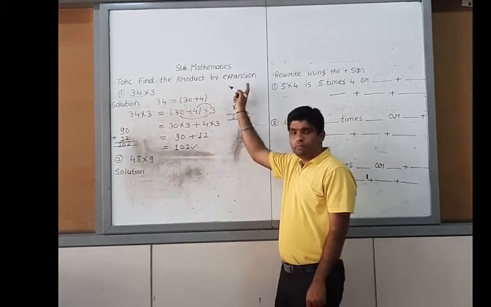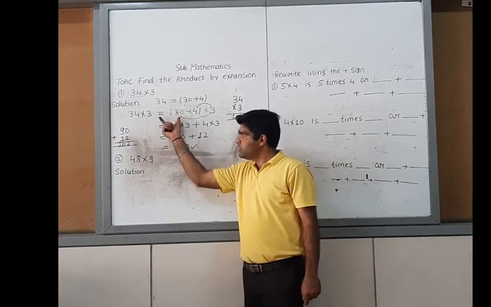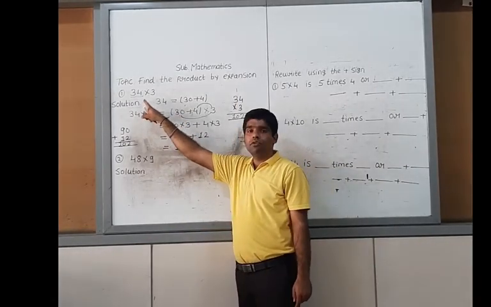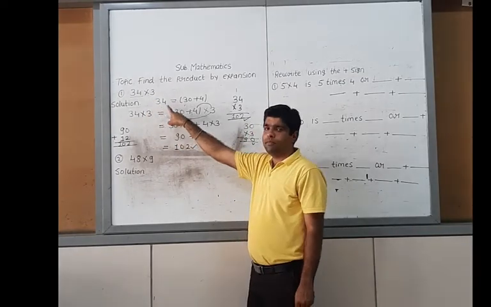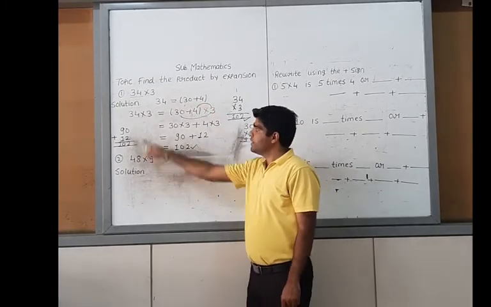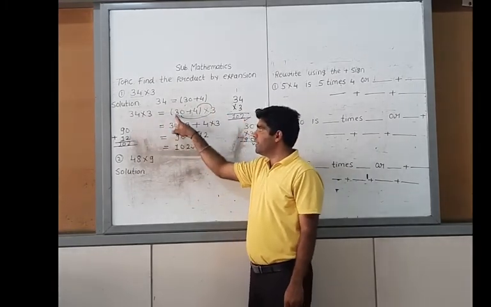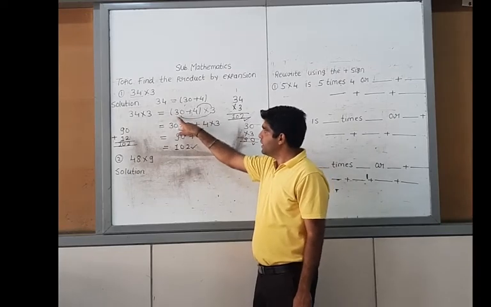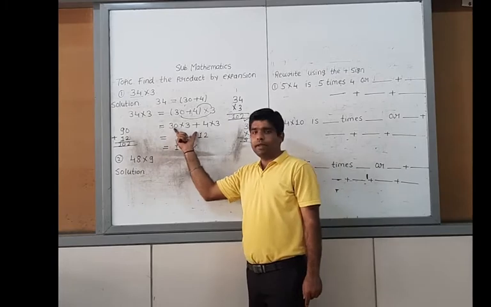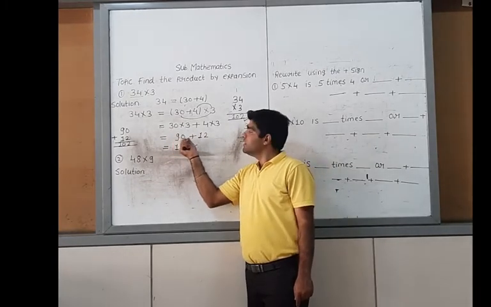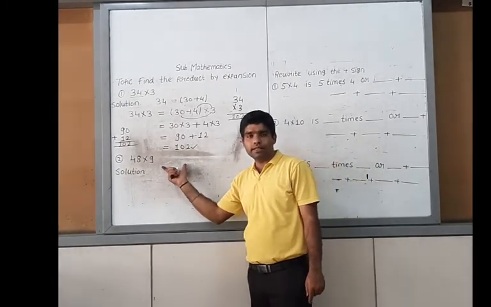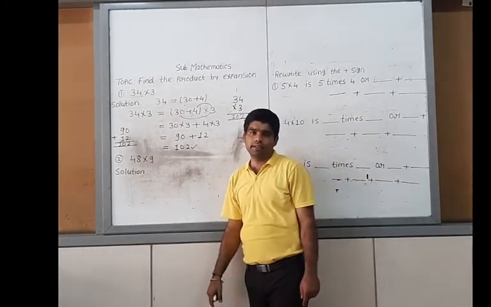Find the product by expansion. We have to use this method. So simple method. First of all, we write down 34 multiplied by 3. You can also write 34 as 30 plus 4. Next, 34 multiplied by 3. Here will be 30 plus 4 multiplied by 3. 30 multiplied by 3 added with 4 multiplied by 3. 30 multiplied by 3, you get the answer 90. And then you add 4 multiplied by 3 is 12. That is why your answer is 102, the correct answer.